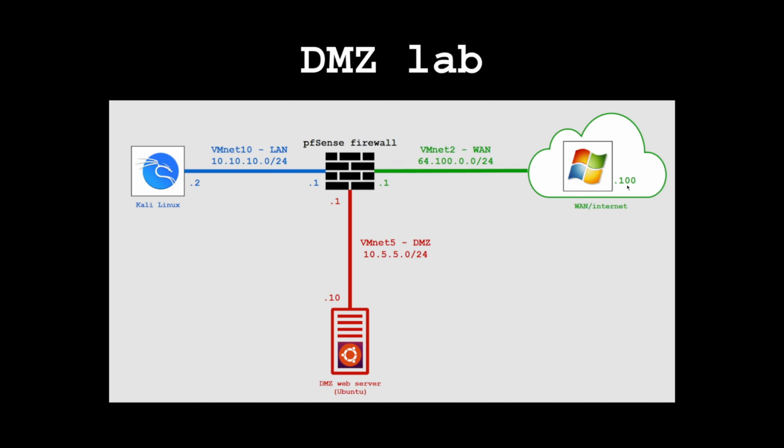So the whole point of this lab is to redirect any WAN traffic to the DMZ. So this Windows Server here, when we type 64.100.0.1, which is our firewall's WAN IP, that traffic gets sent to the DMZ web server. So in short, when we browse the firewall's WAN IP address, we will see Ubuntu's web page, which is a default web page. It's nothing fancy. So let's do that right now.